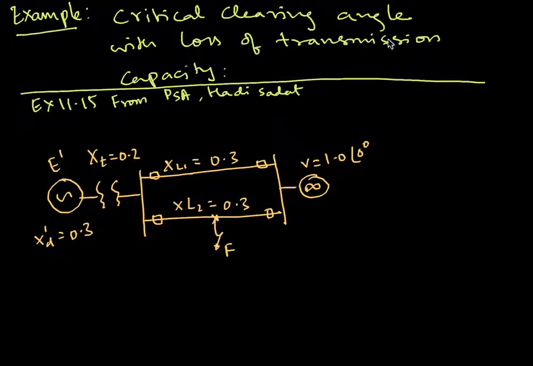Okay, hello everyone. So in the previous video we had seen critical clearing angle with the loss of transmission capacity as a formula we have derived. We will use that in a small numerical example that I am going to solve now. So this example is actually example 11.15. This is taken from Power System Analysis, Hadi's other textbook. So let's look at the problem.